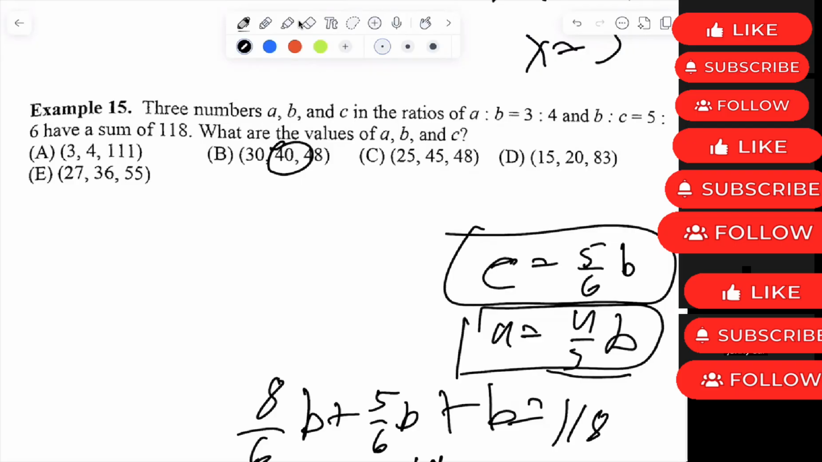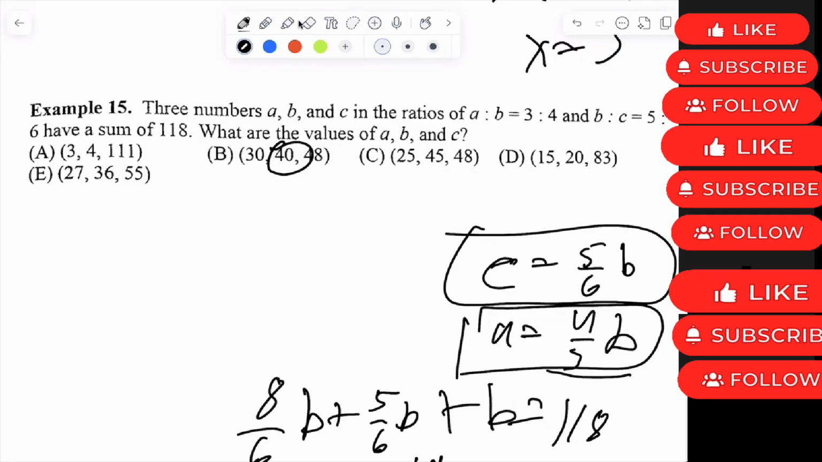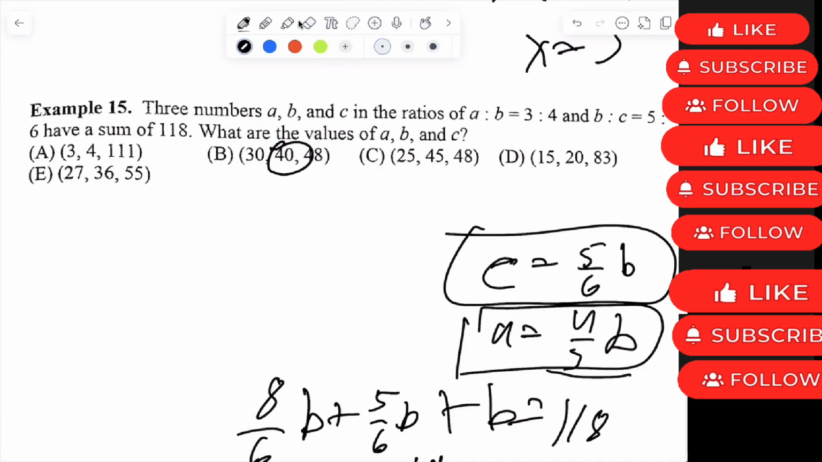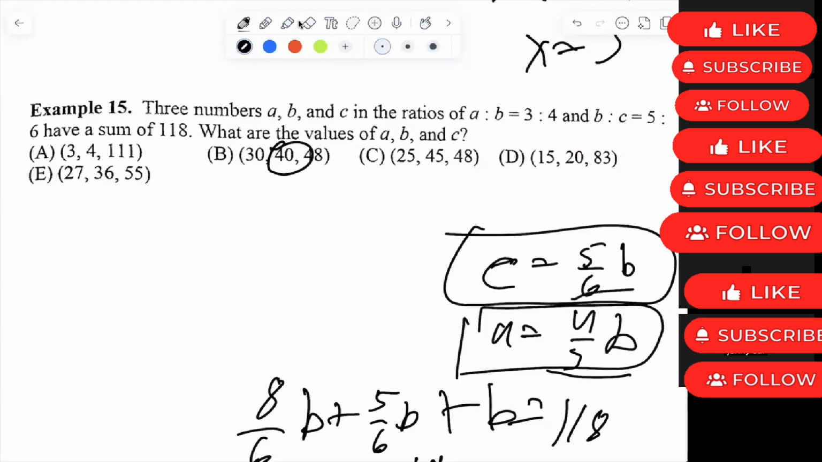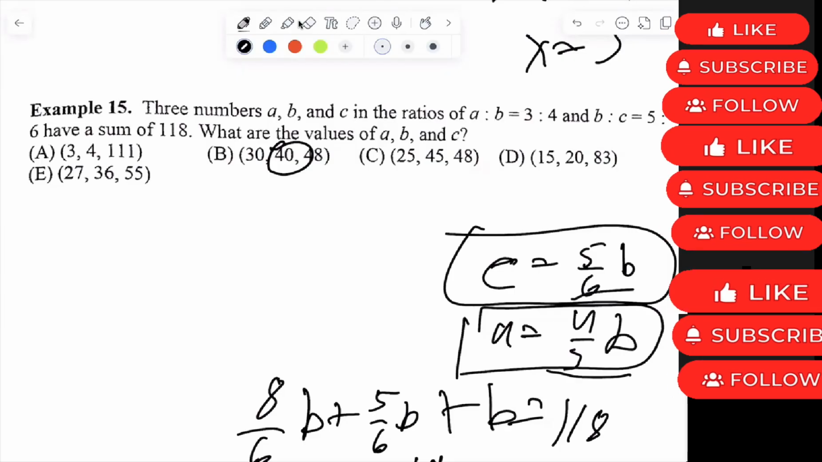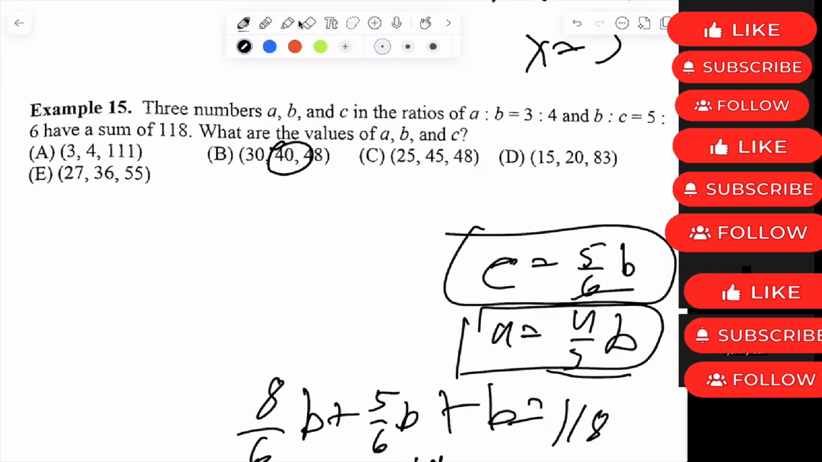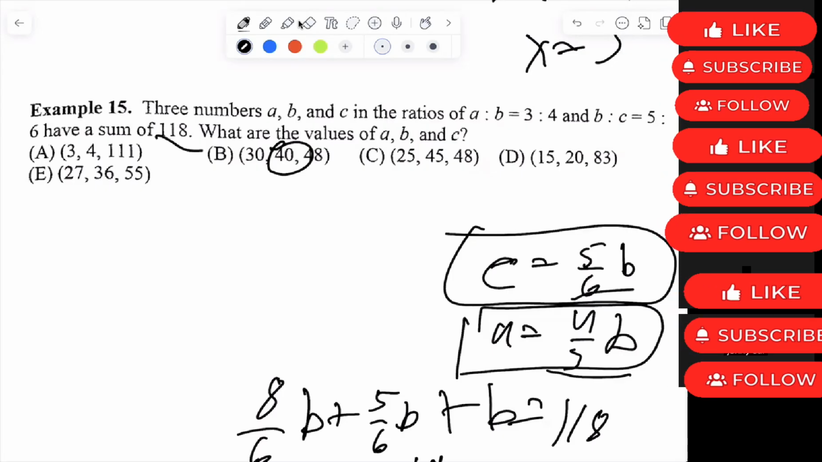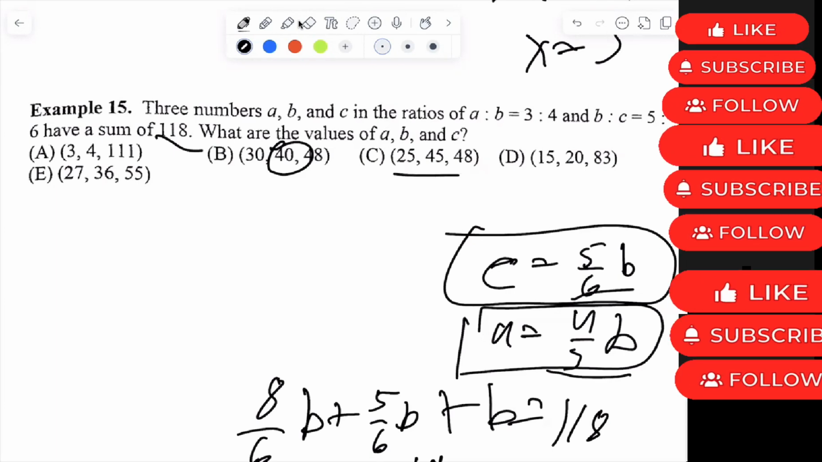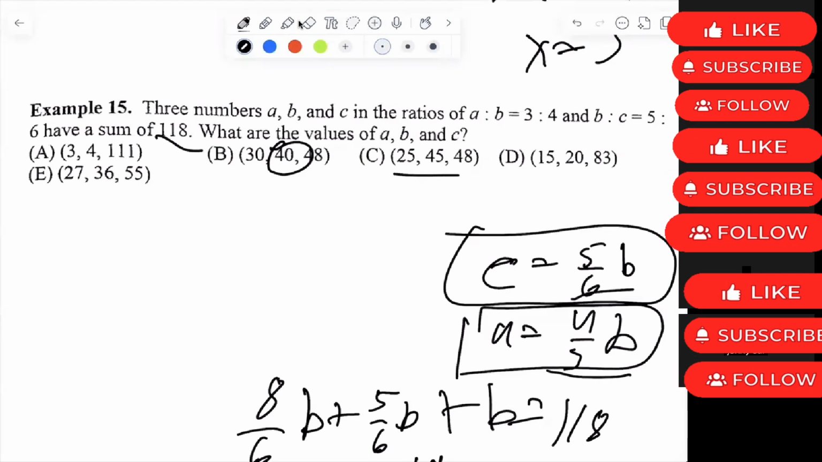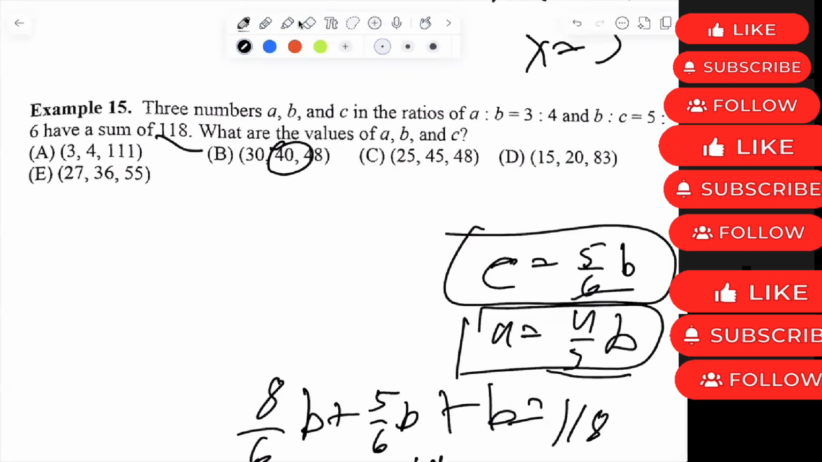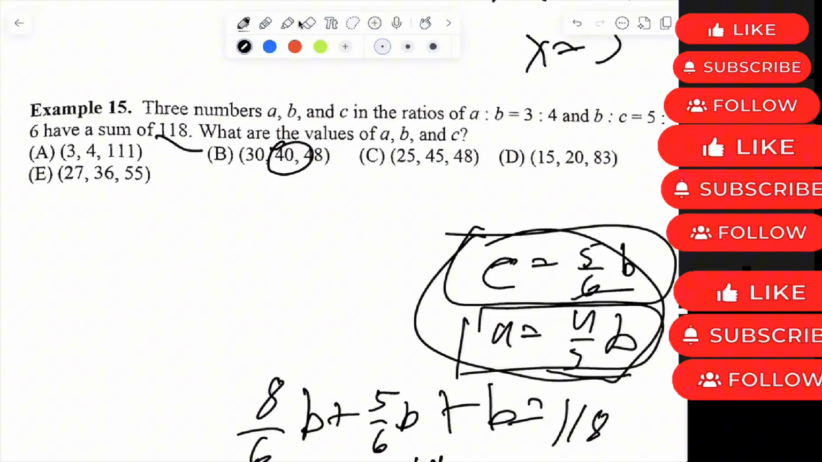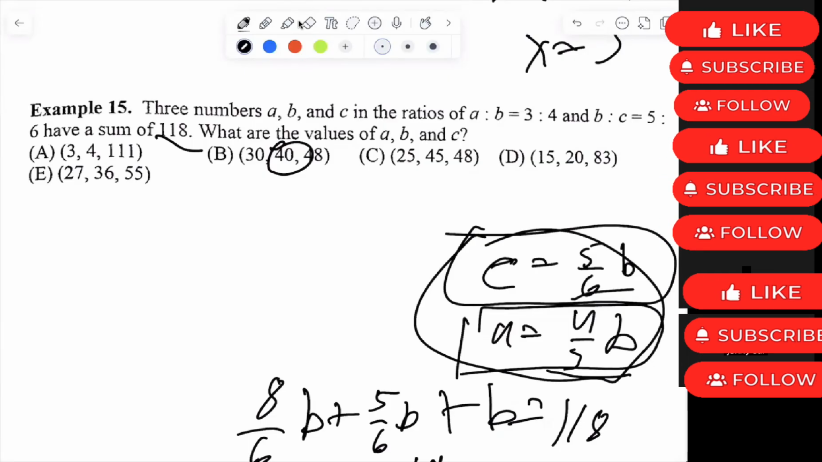Alright, say we have B is 30. Let's see what happens when B is 30. If B is 30, then we get 25 for C, and 30 divided by 5 times 4 is 24 for A, which doesn't sum up to 118. We want to make this happen. Now, we want to see which ones have this. This is true, right? Let's see. If we have B equal 40, we have... B equals 48.